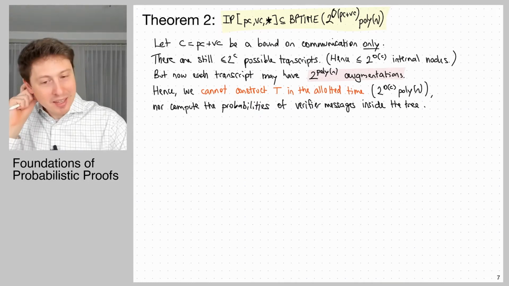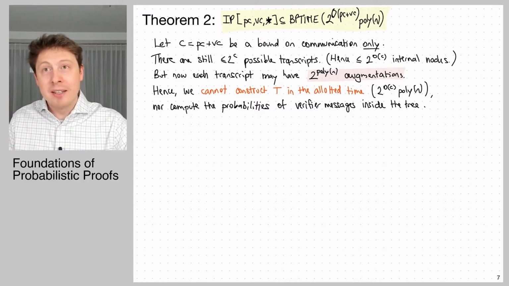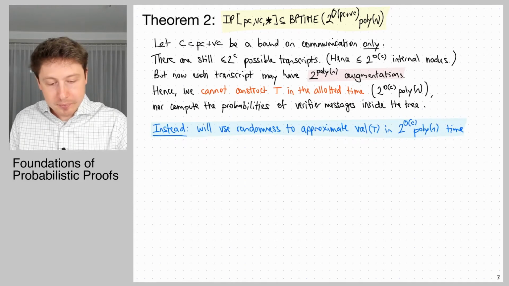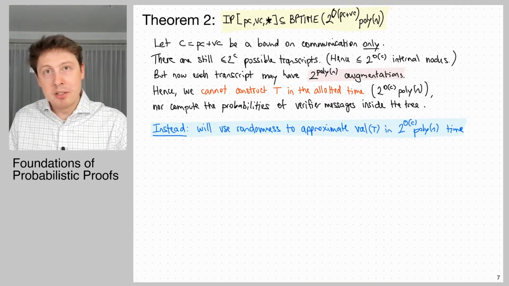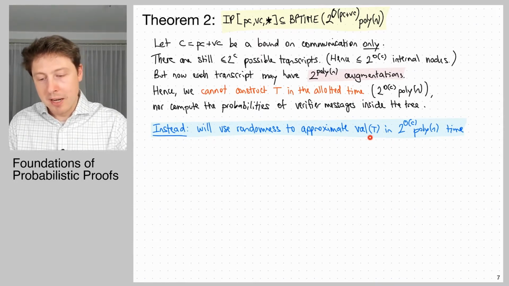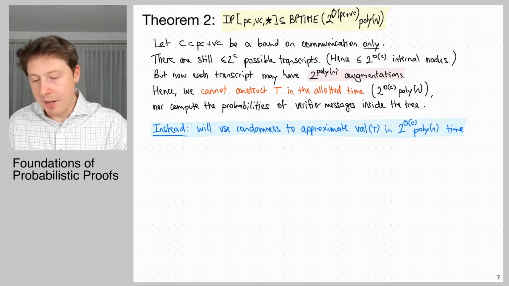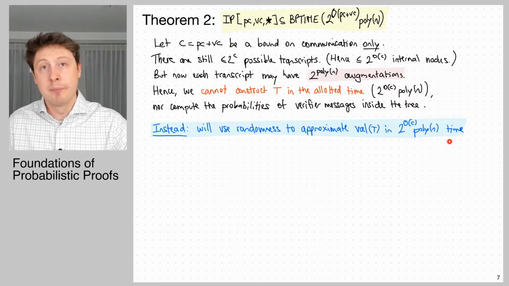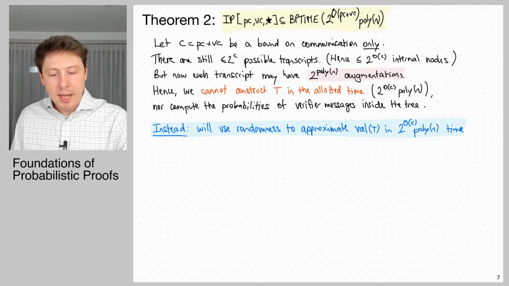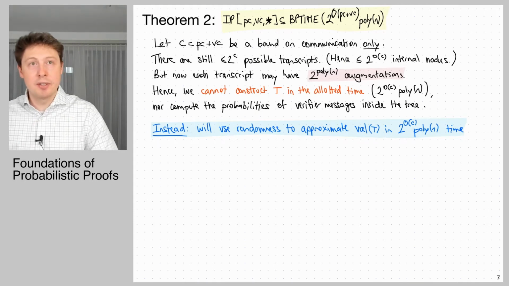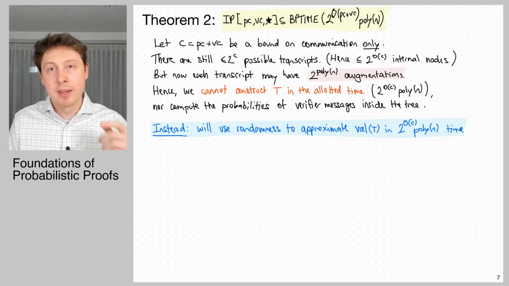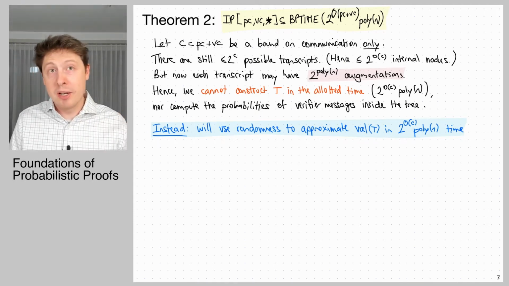But we haven't used the fact so far that it suffices to approximate the value. And so this is where randomness is going to come in to help us. We'll use randomness to approximate the value of t rather than computing it. And by virtue of the fact that we're only approximating it, we'll be able to get by indeed with 2 to the O of C time. And actually the algorithm that does that for us is very simple. It's just 2 lines.